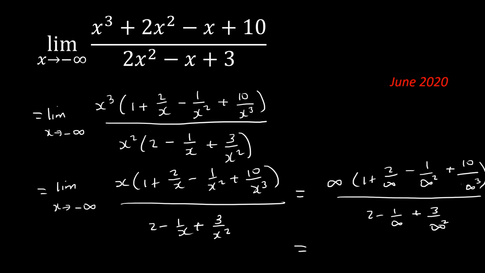So do you see what happens? At the top I'll be left with infinity multiplied by 1, because anything divided by infinity will be 0. At the bottom I'll be left with what? With 2 minus 0 and 0 there. So my answer is what? It's only infinity, because infinity over 2 is still infinity. Infinity is a big number. So my answer is infinity indeed. I hope this is clear.